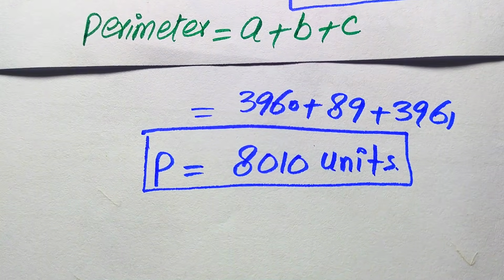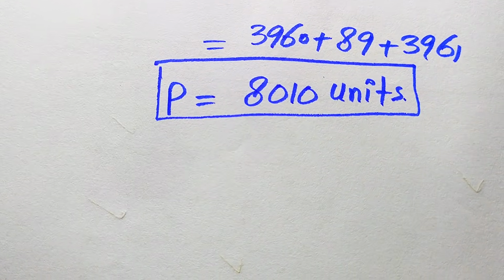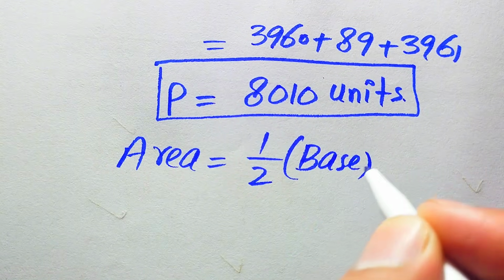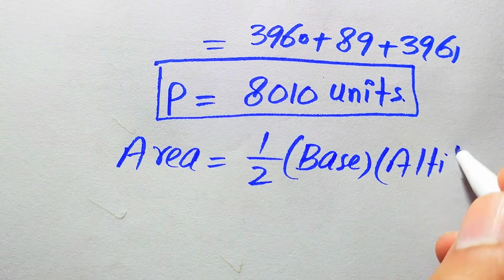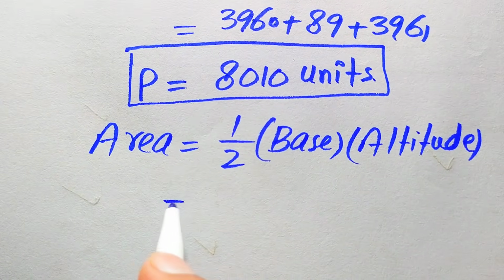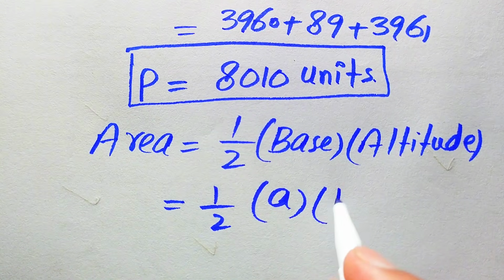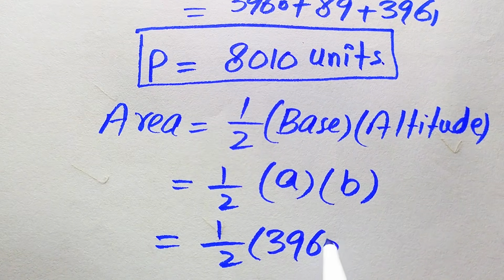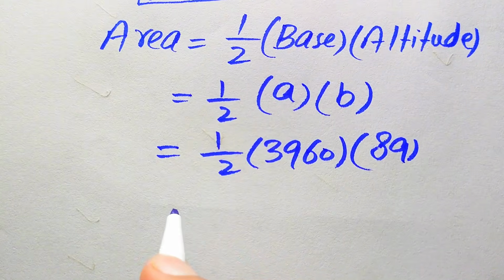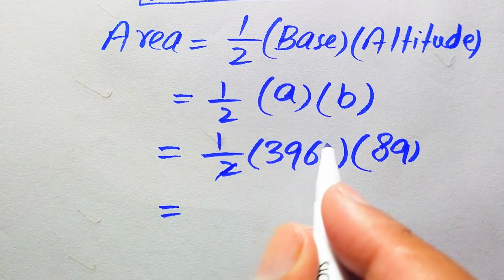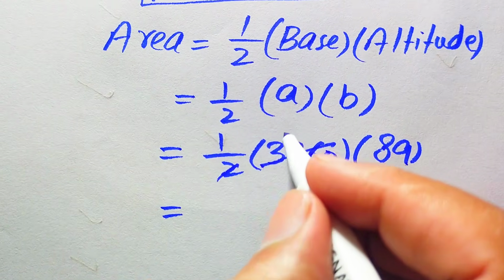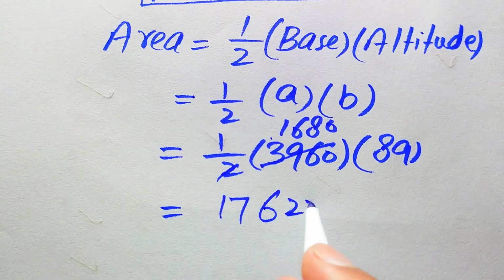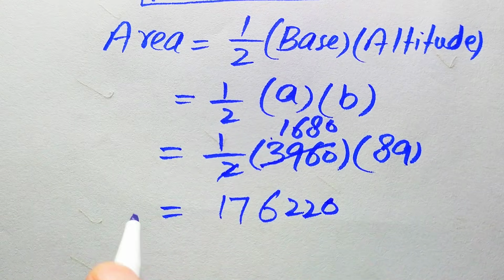And now we move towards finding the area of the given triangle. So we know that area is equal to 1 over 2 times base multiplied by altitude or height, or a perpendicular side. So we have now 1 over 2, our base is a and altitude is b. So the value of a is 3960, the value of b is 89. So we cancel these terms, and we get here 1 times 1980. So when we multiply this value with 89, finally we get the area is 176,220 square units.